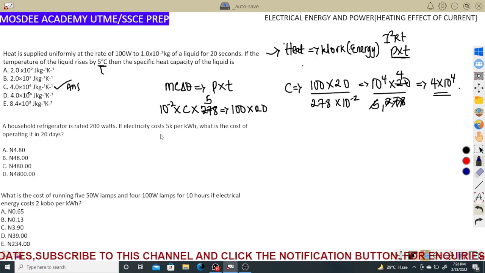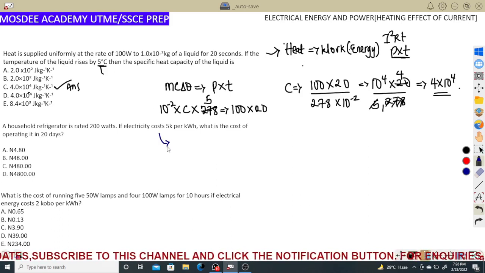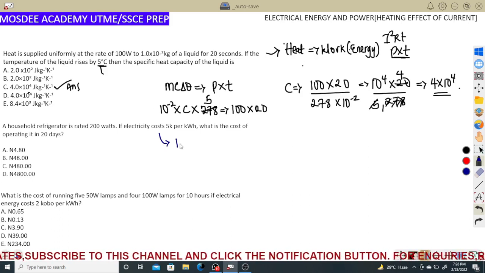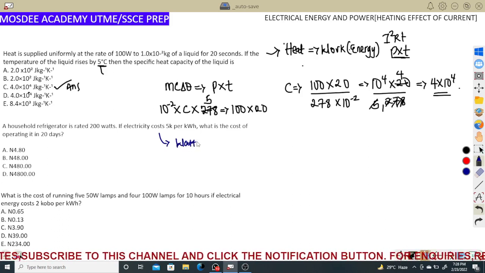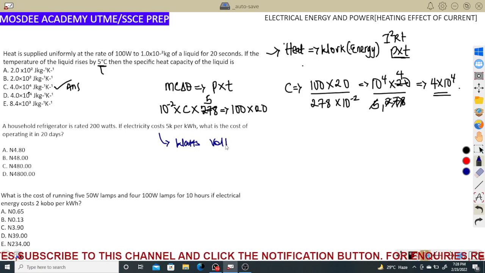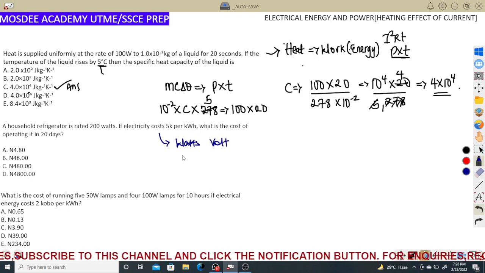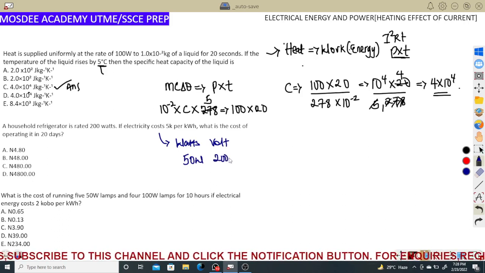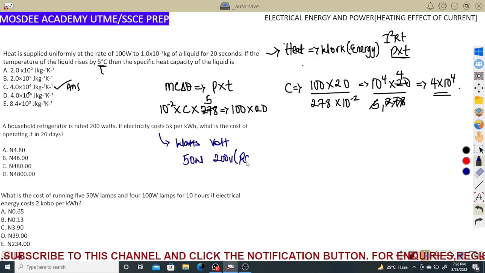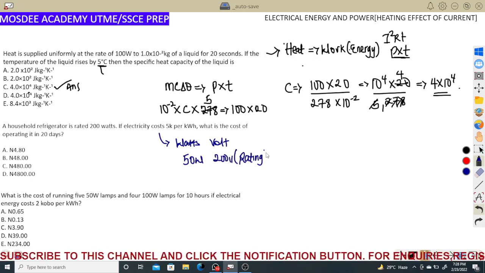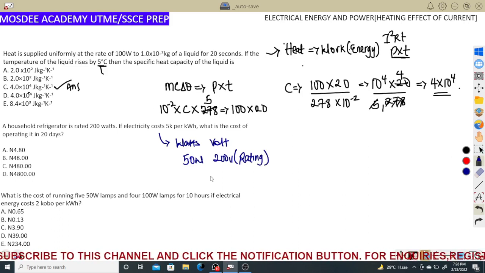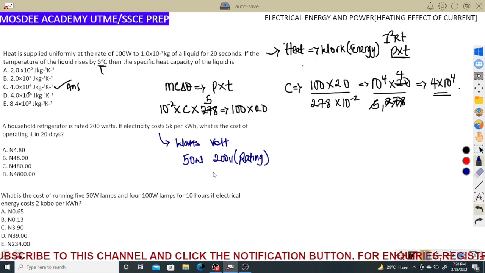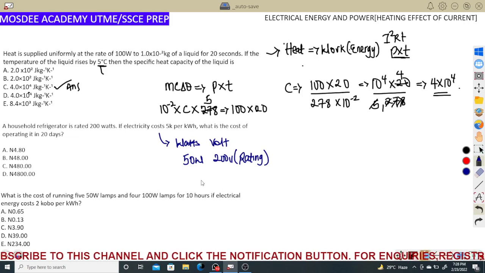Let's quickly talk about the concept of rating of power. Power rating is always in terms of watts and voltage. For example, we can say the power is 50 watts, 200 volts. This is what we call rating of power. It is always associated with the power and the voltage, so you can equally calculate the resistance that will flow through it.